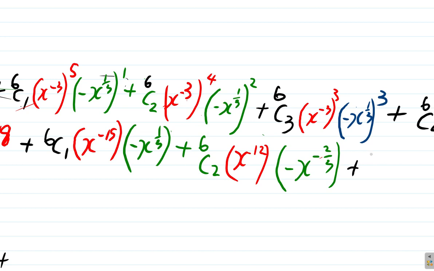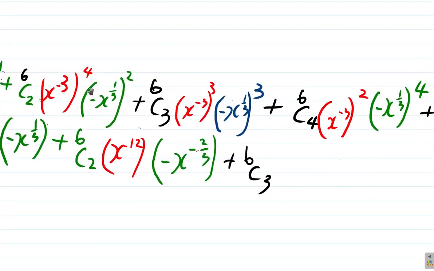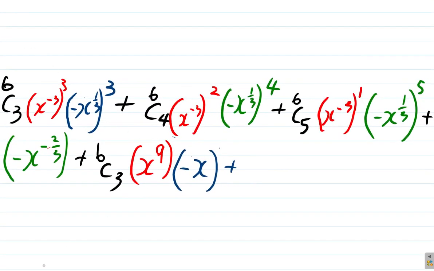Plus, you have 6C3. With this 6C3 now, you say negative 3 by 3 is x to the 9. And then you have negative 1/3, x to the negative 1/3 by 3. When you multiply 1/3 by 3, you get 1. So it's just x. Alright? Plus, after this now, you have 6C.